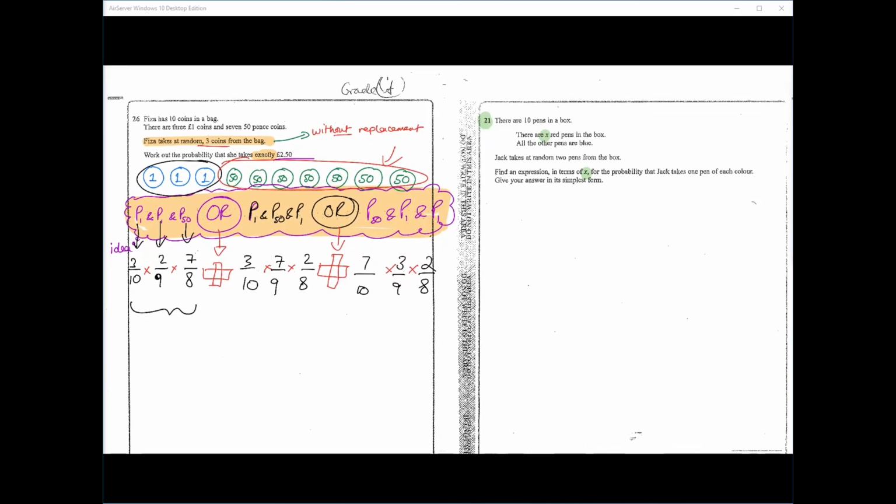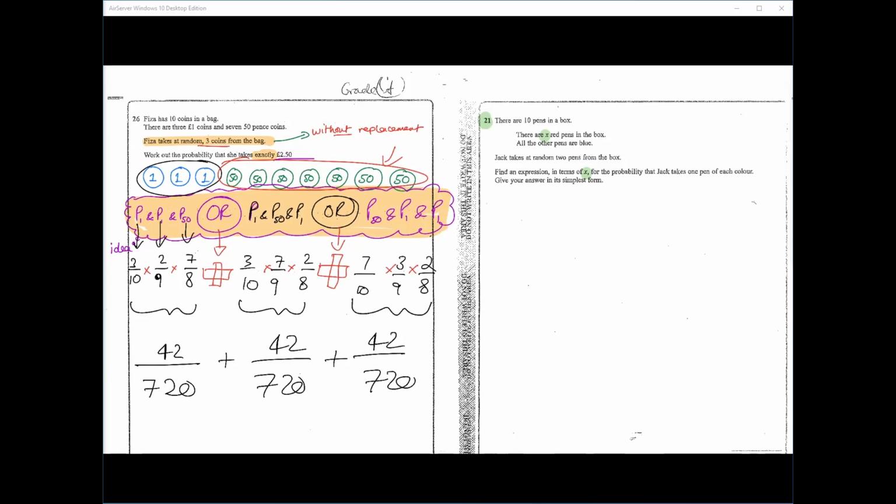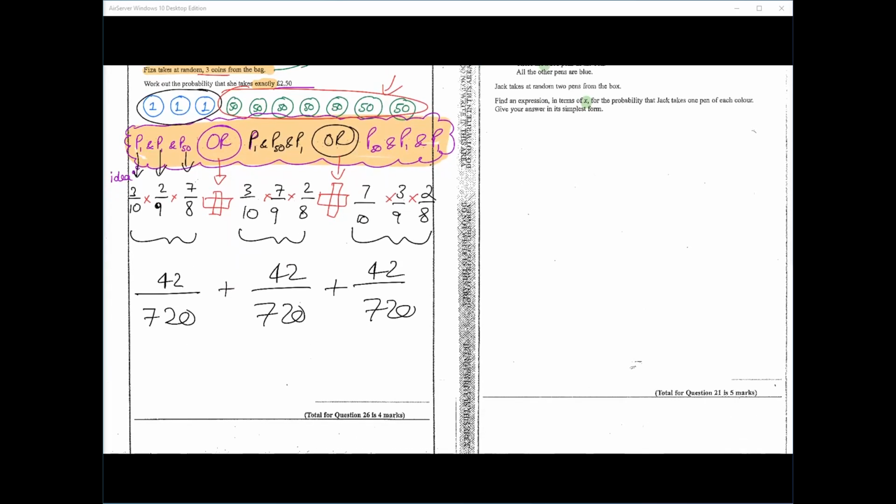Right. What's going to be the first bit, the second bit, and the third bit? So 3 times 2 is 6, times 7 is 42. 42 over 90 times 8, 720. Yeah, all the way. So does it look like the same number each time? Yeah. Lovely. So what's the total then? 4,226.